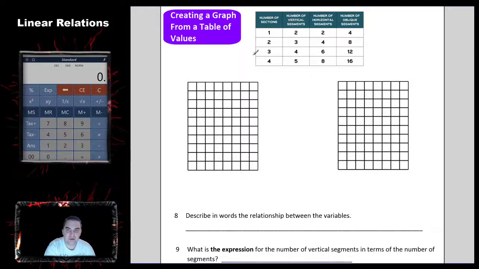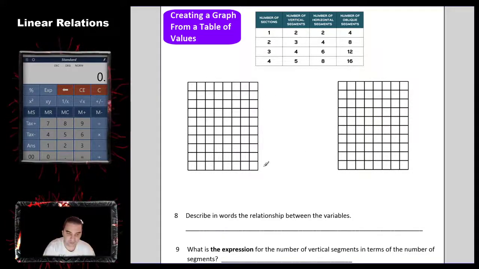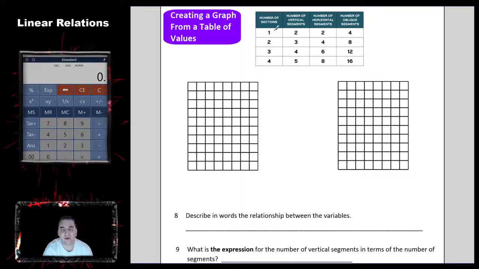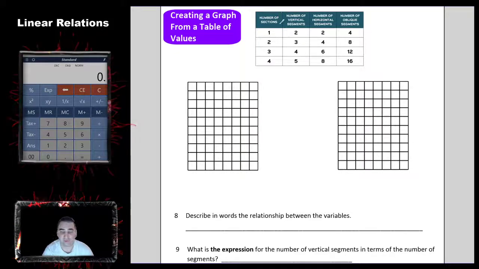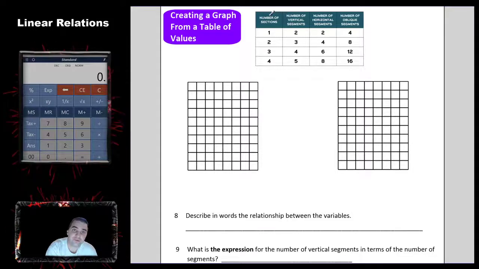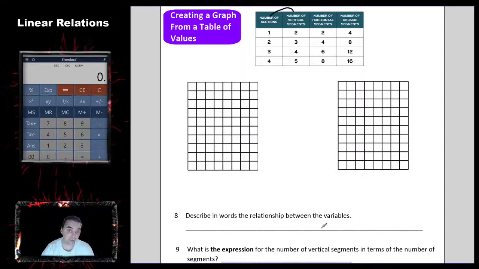And we've got the same thing written out here, a little bit nicer than what I have. We have some graphs here that we can use. What I want to point out is that the lines we're making, the graphs we're making, are based on a relationship between 2 different things. So we could say the number of sections compared to the number of vertical segments.